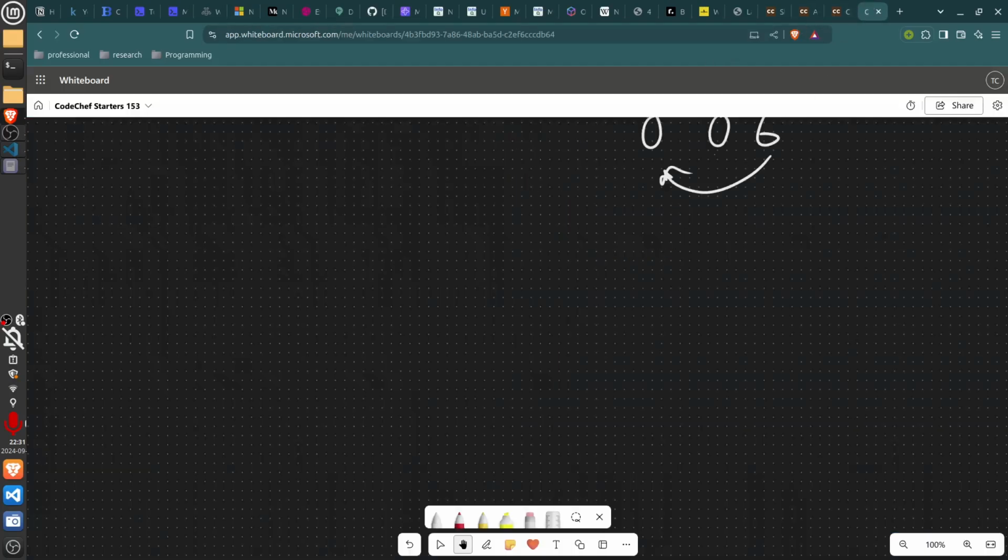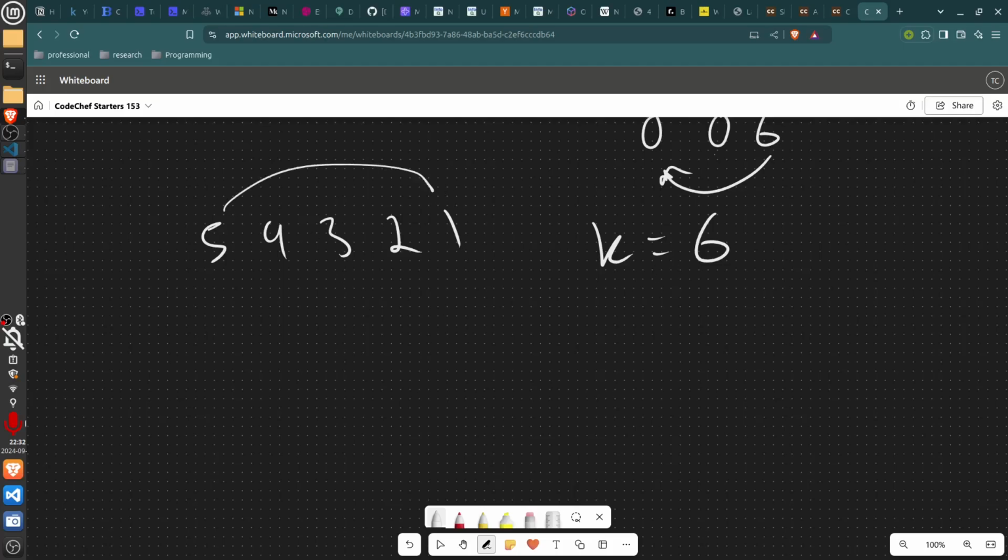But the trick to this one, the observation, really is that if you have like 5, 4, 3, 2, 1, this is obviously not sorted, but I'm going to say k is 6. And the reason k is 6 is because you're never going to swap 5 with a number like these. Always swap 5 with 1.